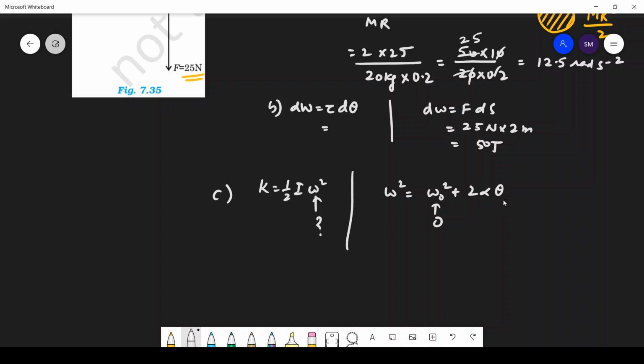And what is theta here? Theta is the angular displacement. How much will be the angular displacement? Theta is equal to the 2 meters distance moved upon the radius of the wheel. So total length wound is 2 meters, and the radius is 0.2 meters, so it will be 10 radians, right? So that's your theta. Putting this value of theta over here, omega square is equal to 2 into alpha, 12.5, which we have just calculated, into theta, 10. So this comes out to be 250.